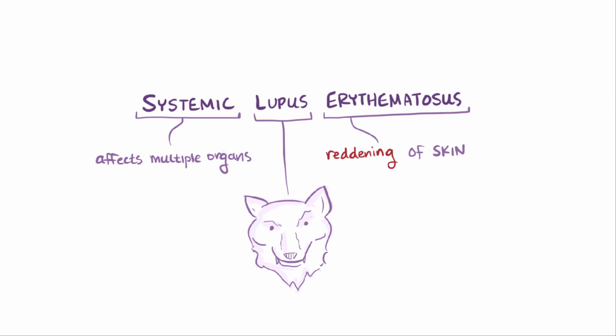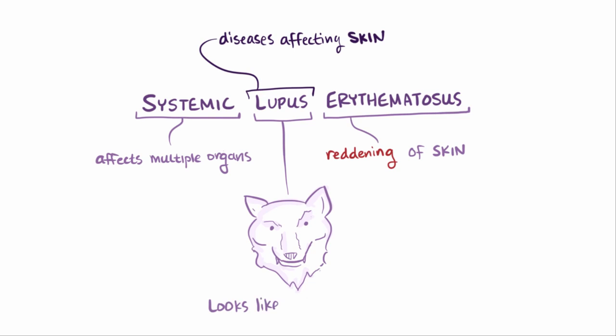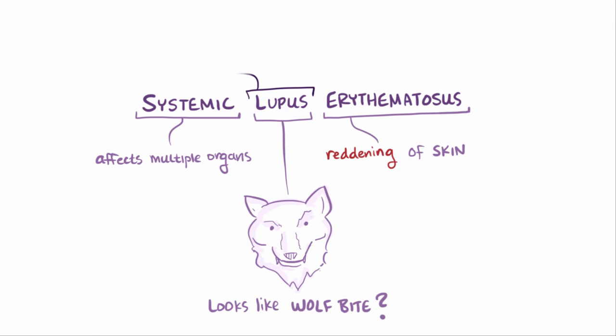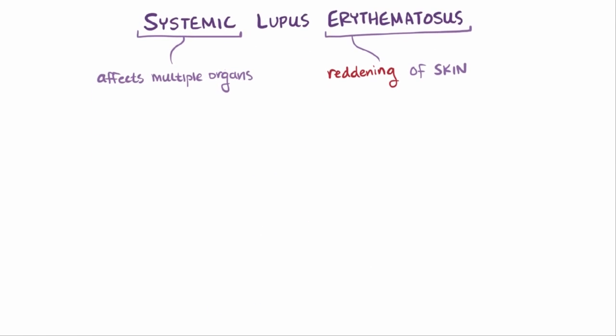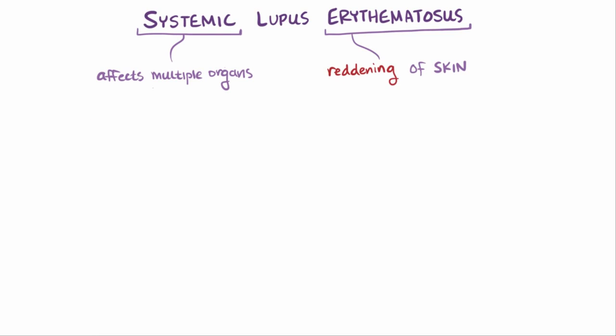Not exactly. The modern use of lupus usually refers to a variety of diseases that affect the skin, which was possibly originally used since these diseases resemble a wolf bite on the patient's skin. Is that true? Who knows? At any rate, systemic lupus erythematosus, or SLE, sometimes just lupus, is a disease that's systemic and affects a wide variety of organs, but notably often causes red lesions on the skin.